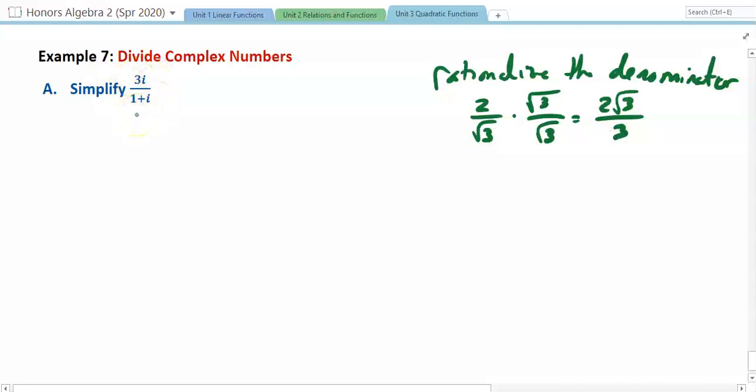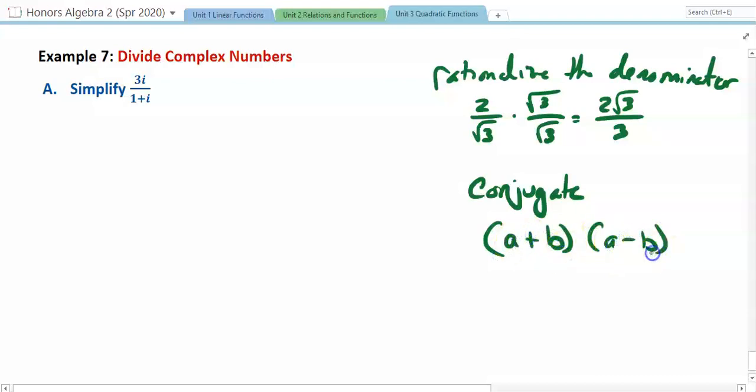And again, the same idea would come if I had a complex radical down here, like 2 plus square root of 3. It has to deal with conjugates, and so that's another word that you need to know, the conjugate. And the conjugate is this. If I take a plus b, its conjugate is a minus b.